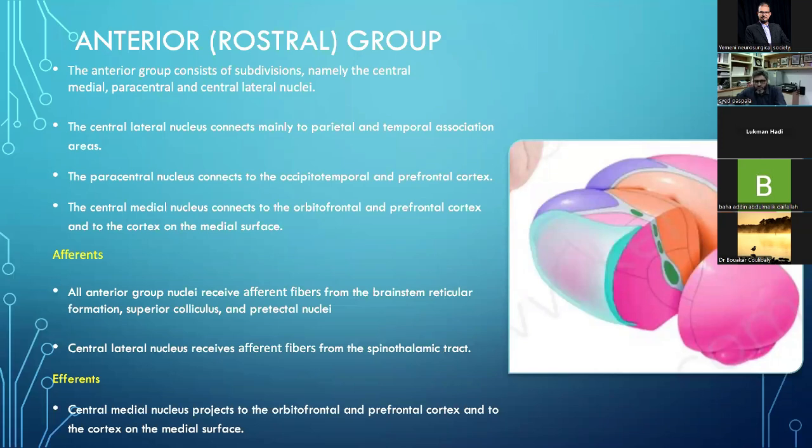And afferents from this anterior group will be going on to the brainstem reticular formation and superior colliculus and the pretectal nuclei. The central lateral nucleus receives afferent fibers from the spinothalamic tract also. And efferents from this group of nuclei travel to the orbitofrontal and the prefrontal cortex, mainly from the central medial nucleus, and to the cortex on the medial surface of the hemisphere also.